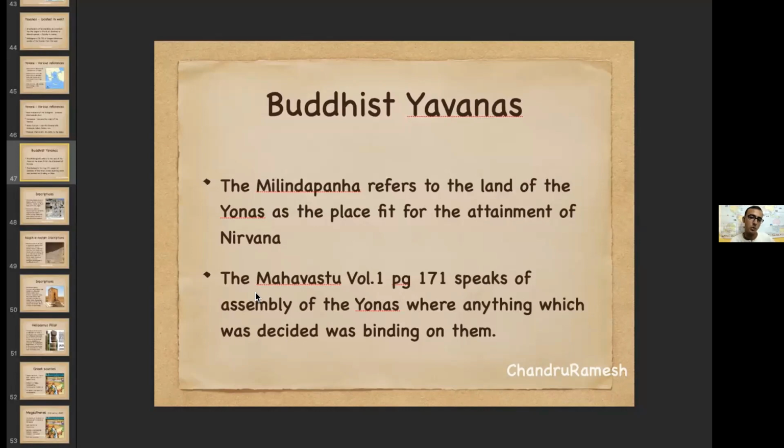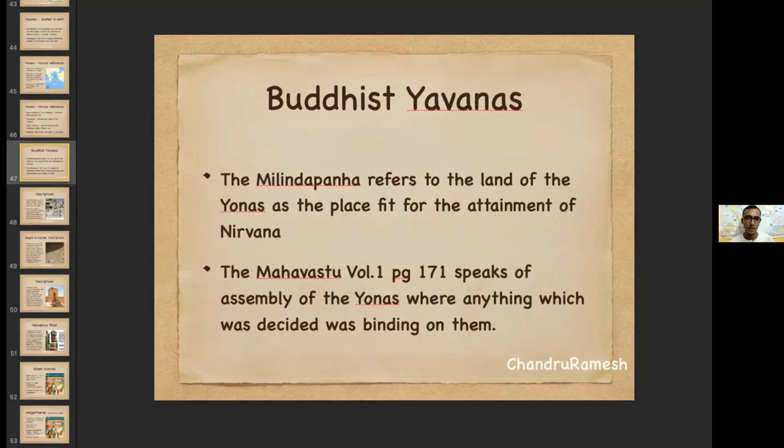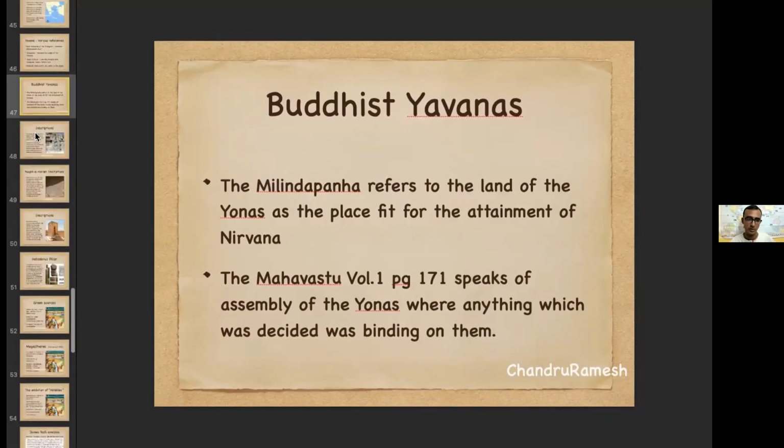The Mahavastu, volume 1, page 171, speaks of the assembly of Yona, again Yavana, where anything which was decided upon was binding upon them, which means that if in the Yavana assembly they have come together and made a decision, they will stand by it. They will not change it. So again, we have inscriptional evidence.